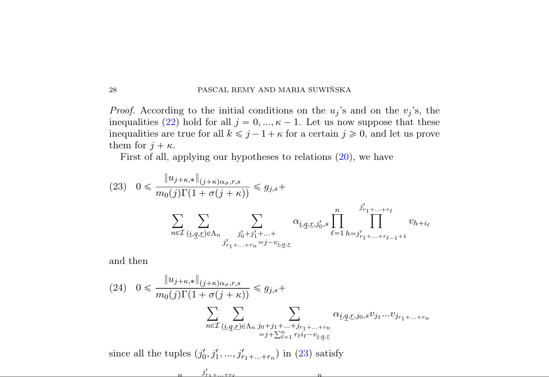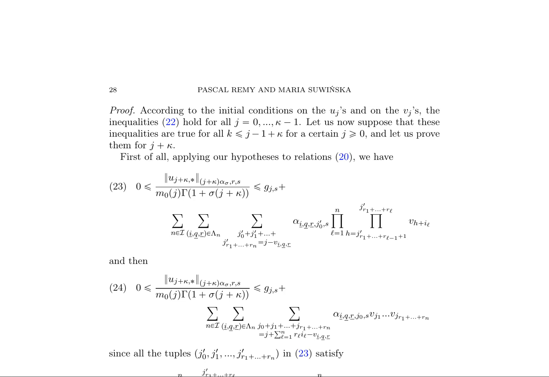The proof of inequalities 22 is presented using mathematical induction. Assuming the inequalities hold for all k less than or equal to j-1, it is shown that they also hold for j equals kappa. The first step is to apply the hypotheses to relations 20, leading to equation 23. This equation is then rearranged to obtain equation 24, where all terms alpha_{i,q,r,j0,s} V_{j1} ... V_{jR1} ... R_n are non-negative.